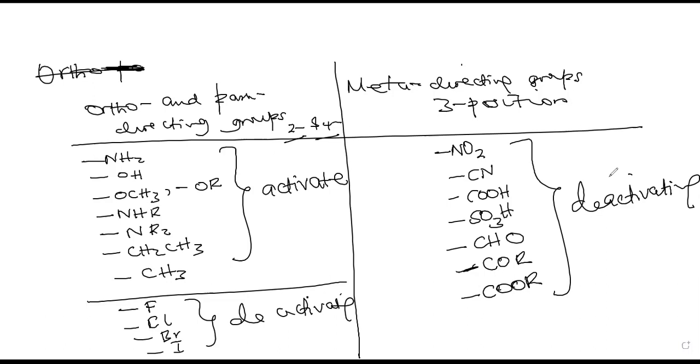I want you to note that for most of the groups which deactivate the ring, the atom directly attached to the benzene ring usually has a double bond attached to it. There is no big chemistry there. What I'm trying to mean is that for these ones which are deactivating the ring, the atoms attached to the ring always have a double bond attached to them. For example, this.